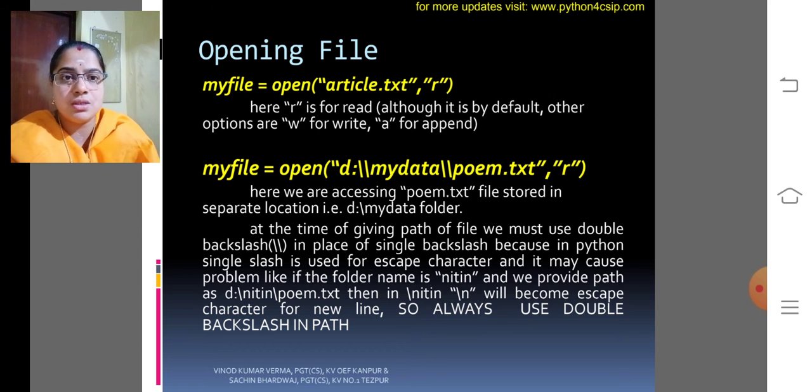r I used. At the time of giving a path for a file, we must use double slash in place of single slash. Because in Python, single slash is used for escape sequence and it may cause problems. For example, if the folder name is Nitin and we provide the path as D, nitin, poem, then the slash n in Nitin will become the escape character for new line. So always use double slash in the path. That is the only thing you should be aware of when giving the file path.